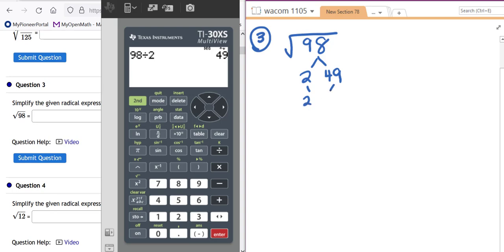And then it actually breaks down pretty fast. There is your perfect square, that 49. So 7 will go outside for the radical, and the 2 will stay inside. That is a simplified form of your radical.